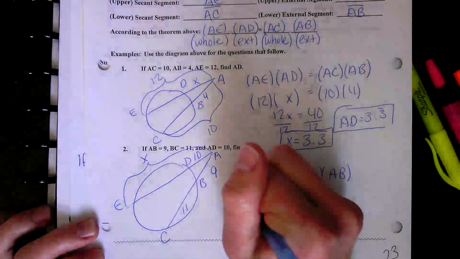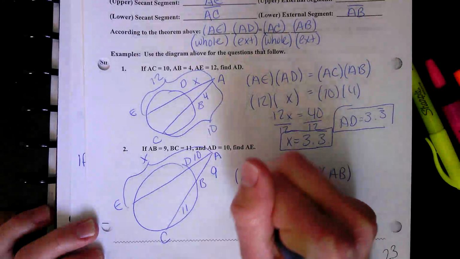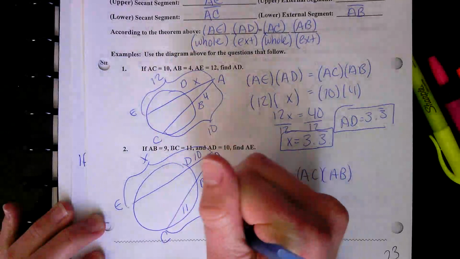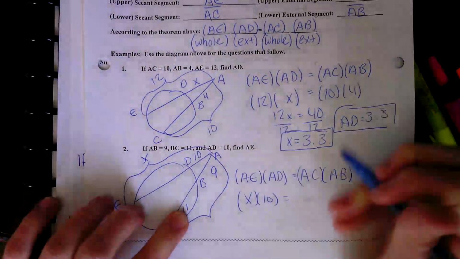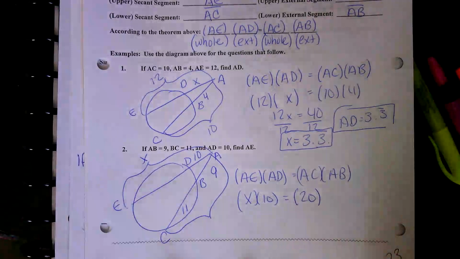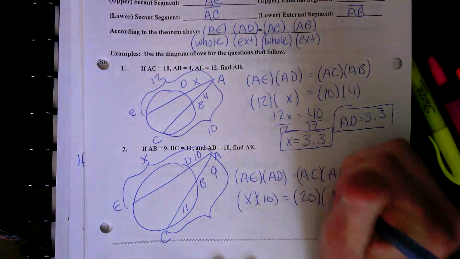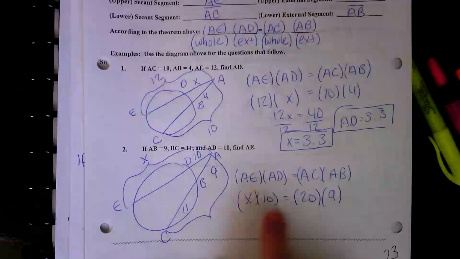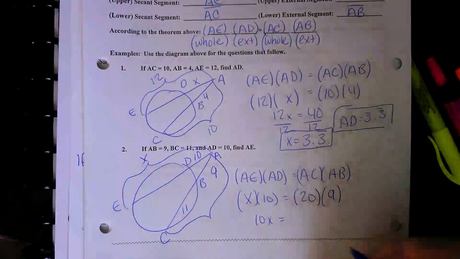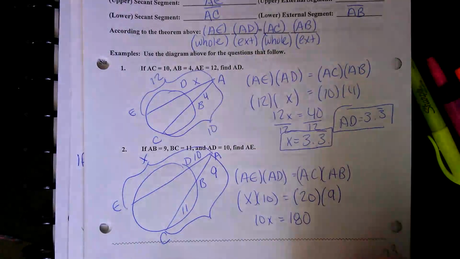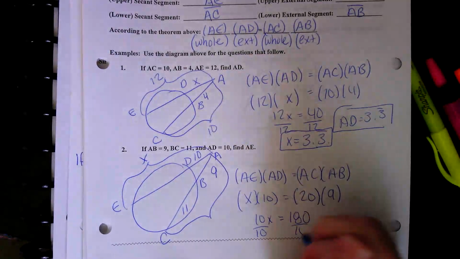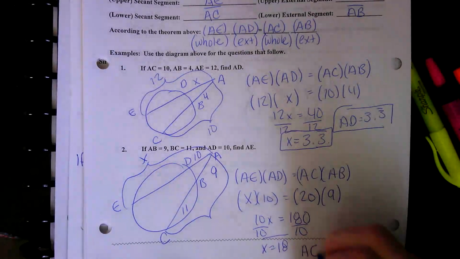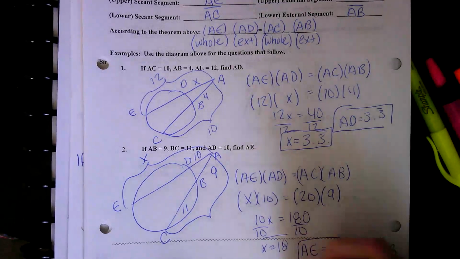AC is X. AD is 10. AC, now be careful, AC is this whole thing. So it's 9 plus 11, which is 20. And now AB is 9. So 9 goes here. Okay? And now we just solve for X. So 10 times X is 10X. 20 times 9 is 180. So divide by 10. So X is equal to 18. So the length of AE is 18.